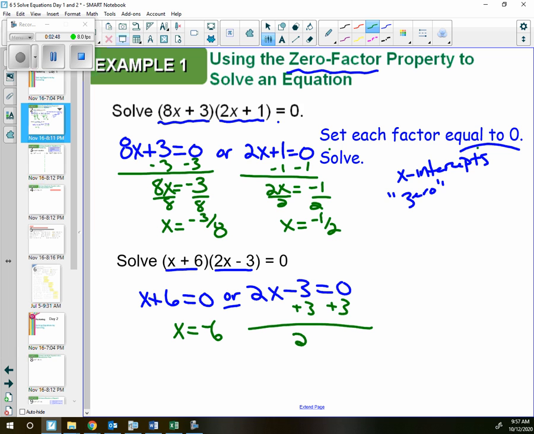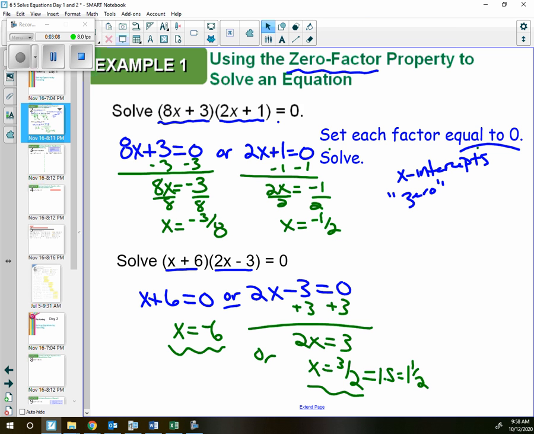And so we come up with x equals 3/2, so 3 divided by 2, or x equals negative 6. Those would be our two solutions. So x equals negative 6 or x equals 3/2 are the two places where this graph would cross the x-axis. You could also say 1.5. If it's a fraction like that, we can write it as an improper fraction, mixed number, or as a decimal. So the zero product property is what we're looking for. Set the two factors equal to 0 and solve.